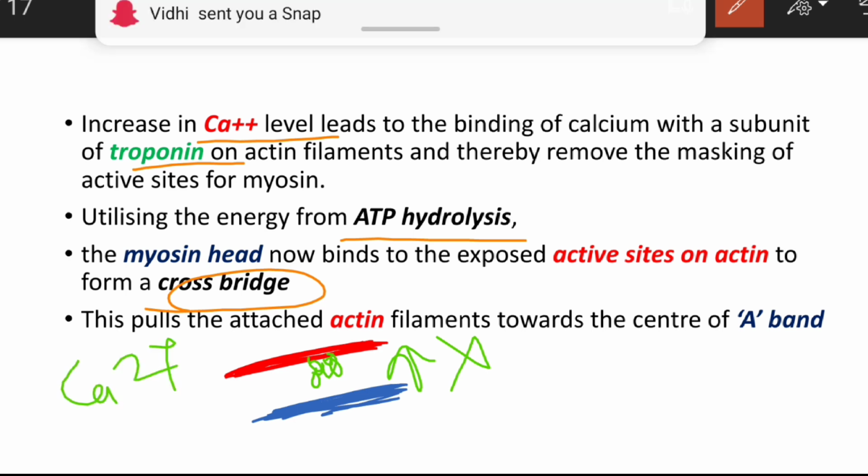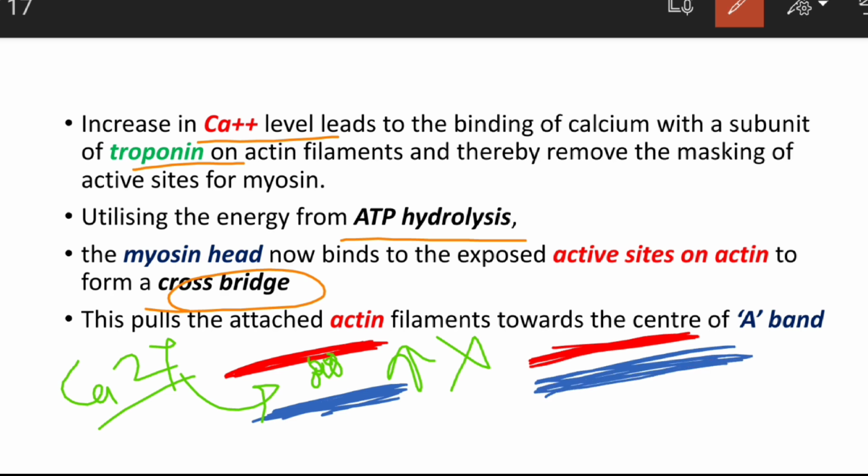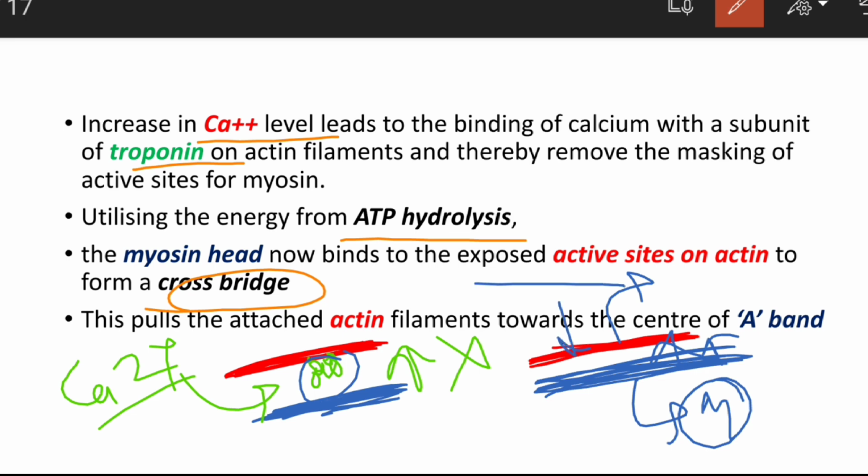Once the calcium is released from the sarcoplasmic reticulum, this will unmask the actin, causing the actin active site to be free, and this can easily bind with a myosin. So this is actin which is present and this is a myosin. Myosin can easily bind with this because there is no obstruction or presence of the troponin, by utilizing energy from ATP hydrolysis.